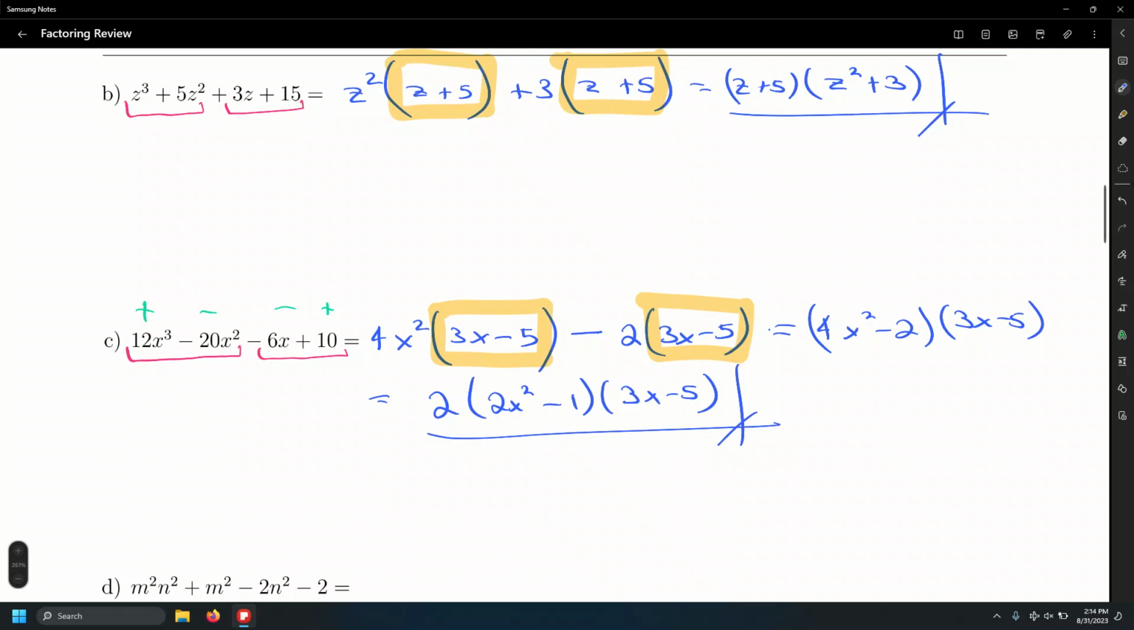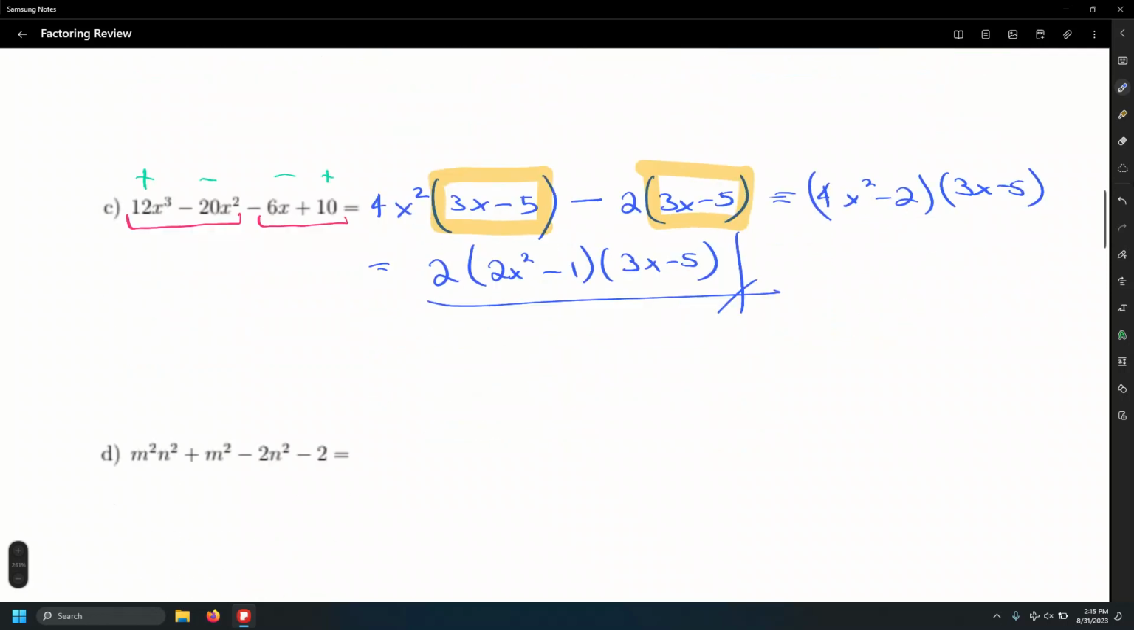Scott? Does it matter which order, between 4x minus 2 times 3x minus 5 or 3x minus 5 times 4x minus 2? No, it doesn't matter, because let's recall that multiplication is commutative. So 3 times 4 or 4 times 3, it's the same quantity, right?